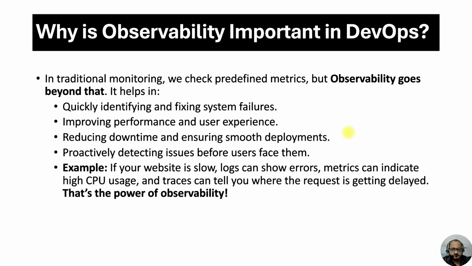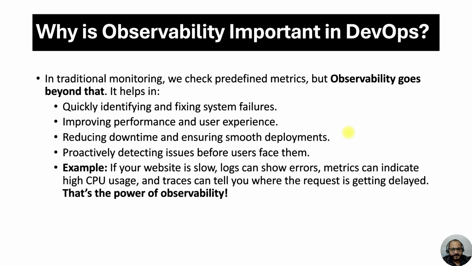The very first reason why we need observability in DevOps is quickly identifying and fixing system failures. Second, improving performance and user experience, because observability provides you real-time user input, like the user requests which you are putting into a system. Everything you can trace or monitor. Third point is reducing downtime and ensuring smooth deployment. If you quickly identify the problem or the issue, then obviously your application downtime will be low and your deployment will be smoother.